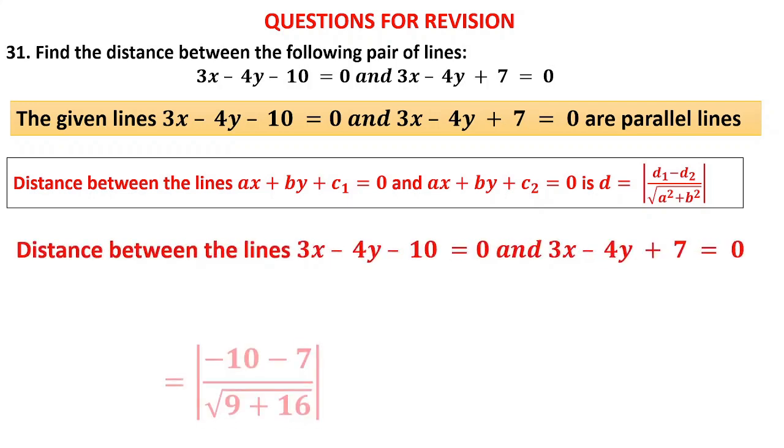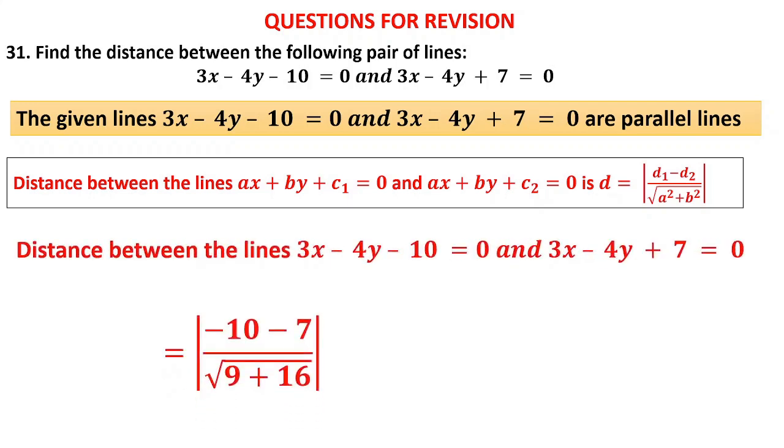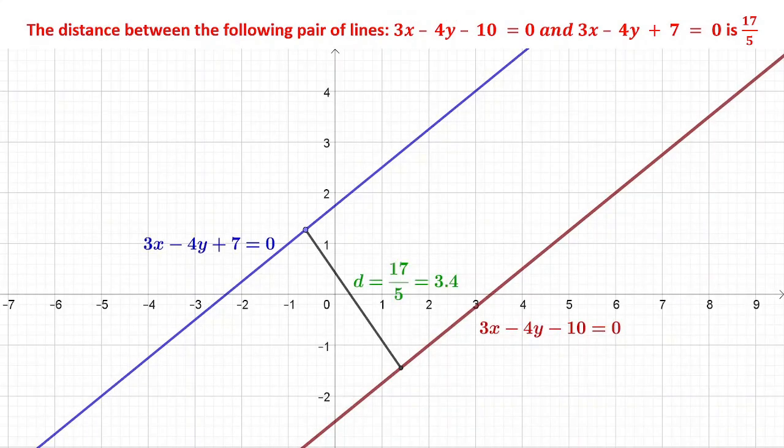Now the distance between the lines is very simple. First constant is minus 10, second constant is 7. Therefore it is 17 by 5. Let us see it on a graph sheet. This is the distance between them. Two lines are parallel. Distance between them is 17 by 5, which is 3.4.